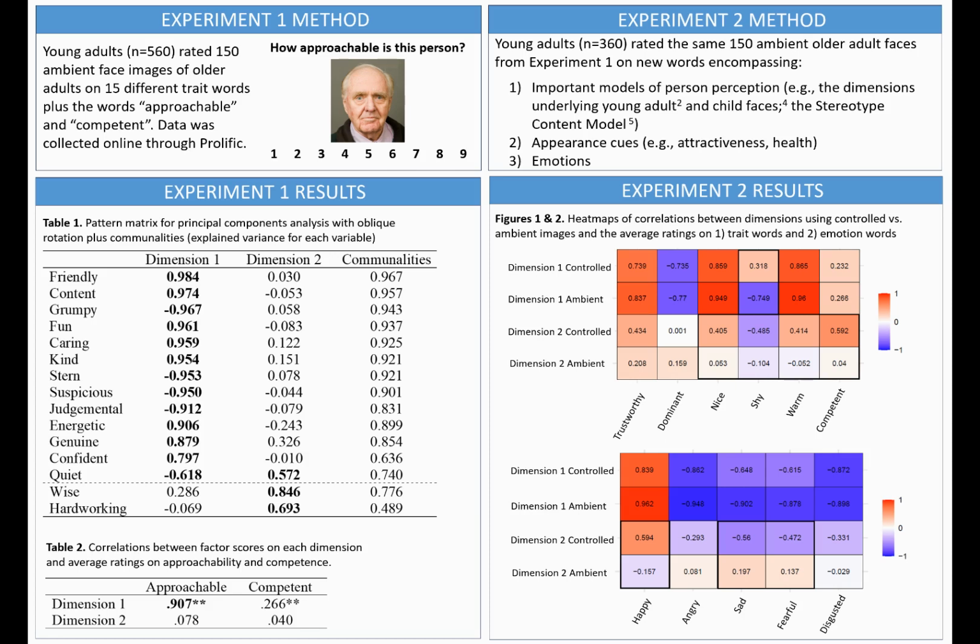However, when we look at dimension 2, only 2 variables loaded uniquely. And for this dimension, we also correlated dimension scores with average ratings on competence and found that there was no significant relationship between dimension 2 and competence as there had been for controlled images. Therefore, it is likely that dimension 2 in this study was not meaningful since it is not stable.